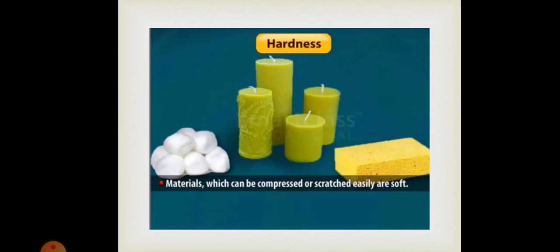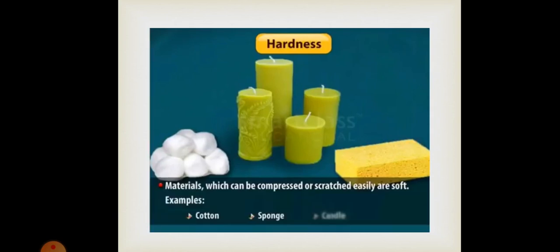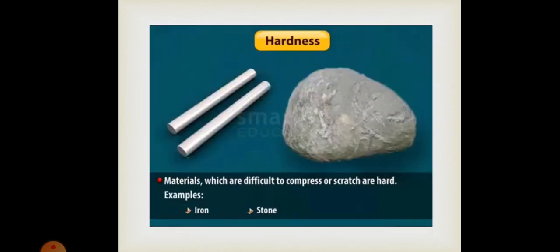So materials which can be compressed or scratched easily are known as soft materials. Some examples are cotton, sponge, candle. And materials which are difficult to compress or scratch are known as hard materials. Example: iron, stone.